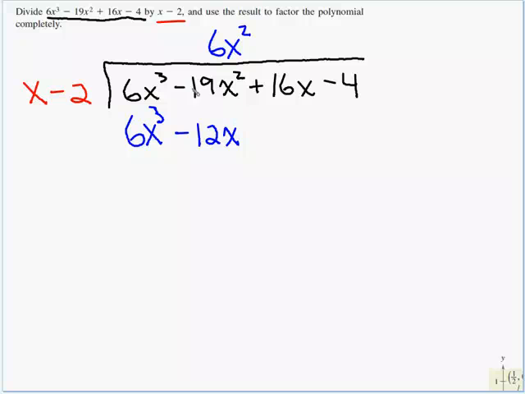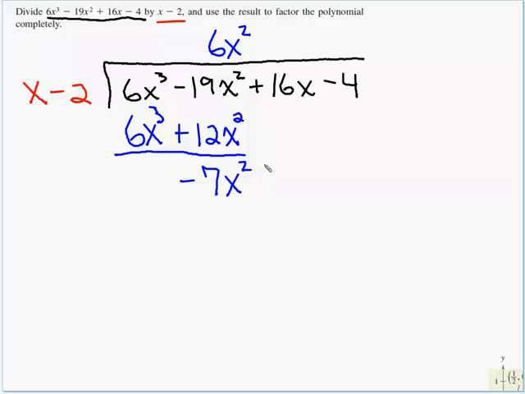Now, most people, if they're going to make a mistake, they're going to make it here in the subtraction part. Remember, this is always subtracting, just like when we were just dealing with numbers. So 6x cubed minus 6x cubed is 0, and we always want that to happen. That's why we chose 6x cubed. Now we have negative 19x squared minus a negative 12x squared. So we add the opposite, and this becomes a plus. So that will be a minus 7x squared.